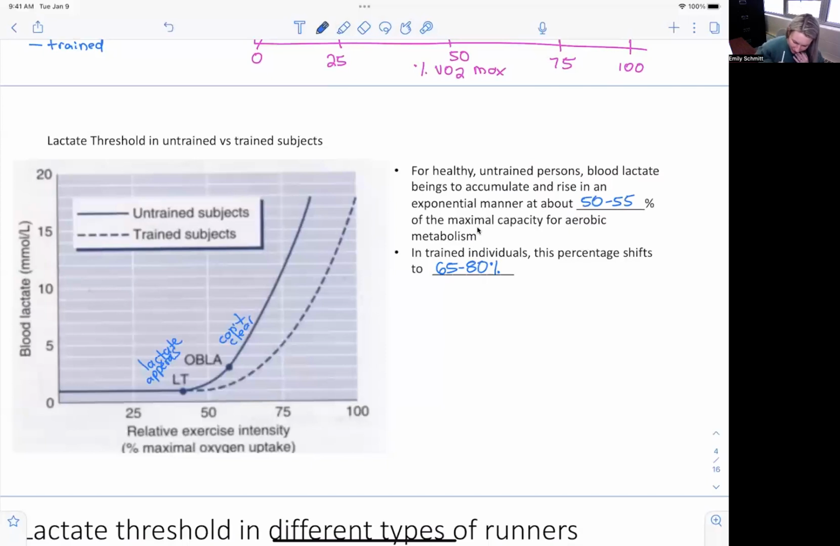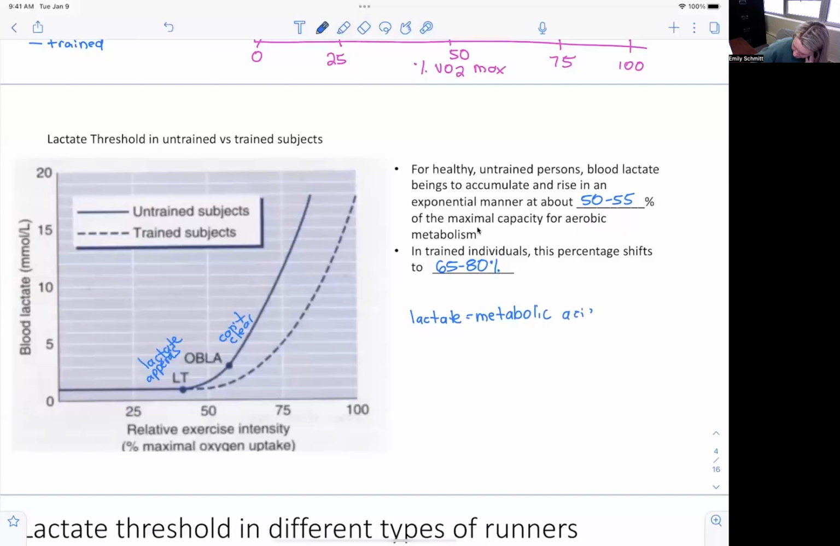I'm going to write this out here. Lactate, we could have metabolic acidosis. This is how much aerobic energy production you need to do a certain workload. So the more fit you are, the more you can have the aerobic system take over.